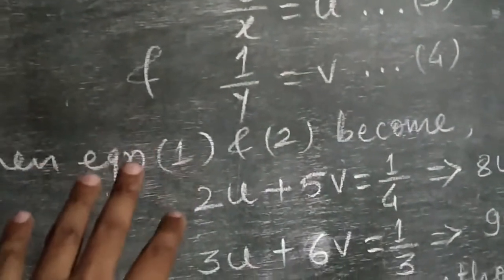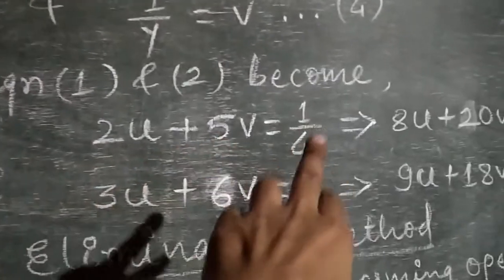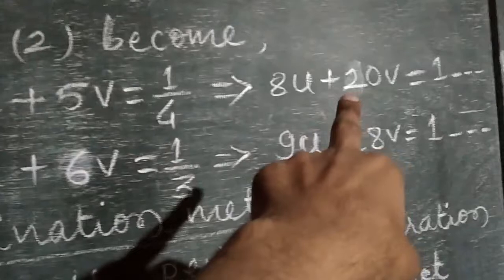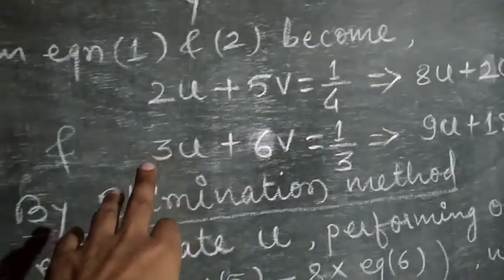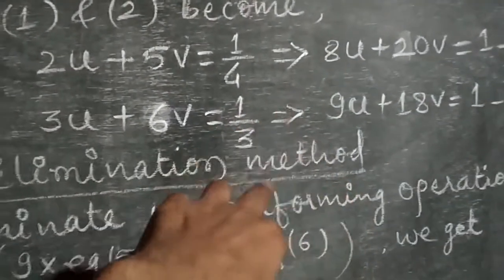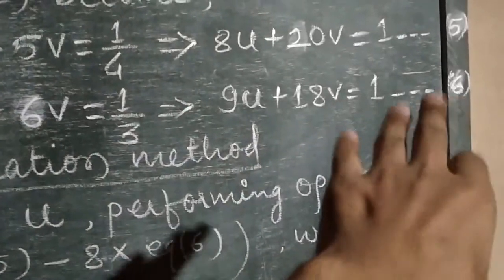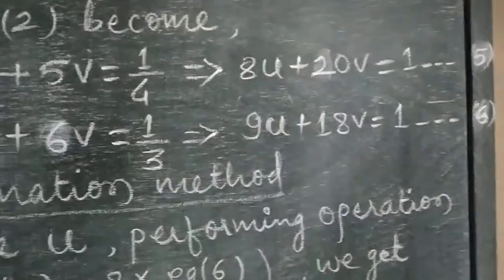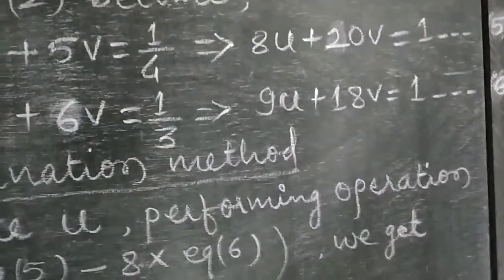With the help of this substitution, equation 1 becomes 2u plus 5v equal to 1 upon 4. Transferring 4 to the left hand side, we get 8u plus 20v equal to 1. It is our fifth equation. And the second equation becomes 3u plus 6v equal to 1 upon 3. On transferring 3 to the right hand side, it becomes 9u plus 18v equal to 1. It is our sixth equation. Clearly, these two equations are linear in u and v. Now we can solve these by any algebraic method.